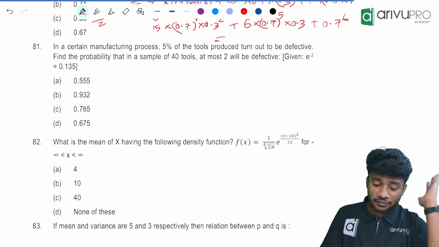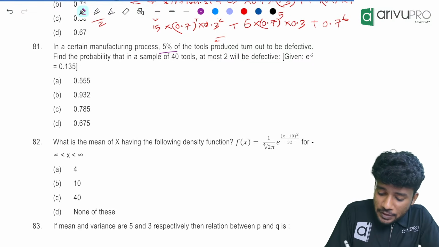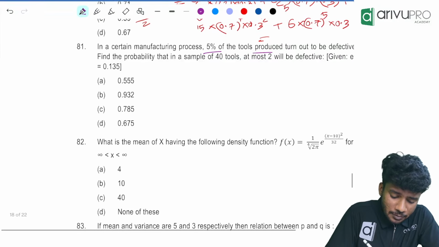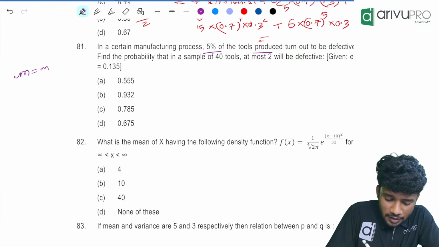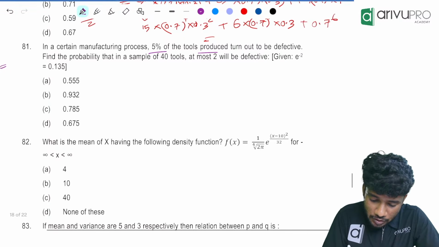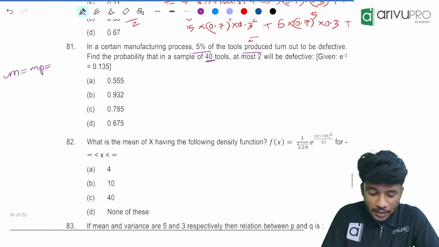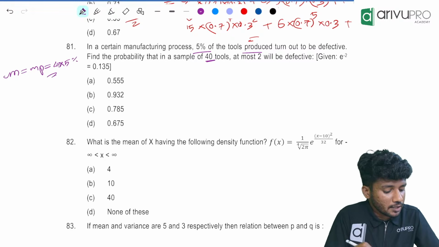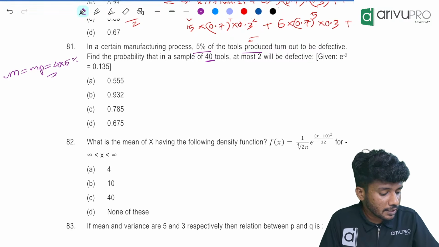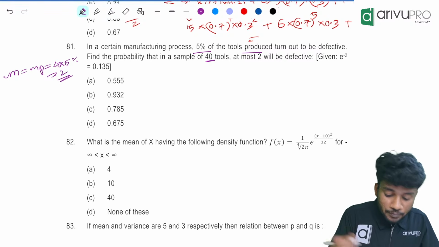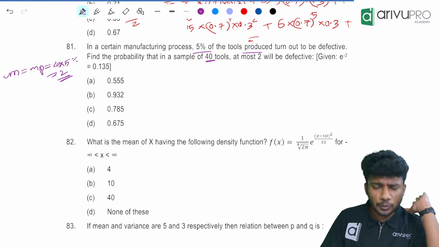In a certain manufacturing process, 5% of the tool produced turned out to be defective. 5% is defective means mean will be how much? N into P, which is 5%. N is how much? In total, how many are producing? 40 tools are getting produced. That means 40 into 5%. That is 4 into 5. Then click percentage. It is coming to be 2. Okay, that is 2. M is equal to 2.